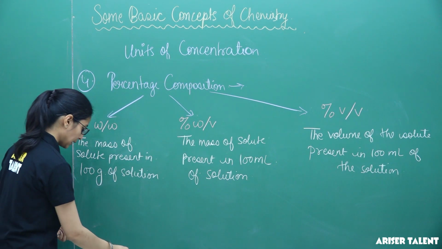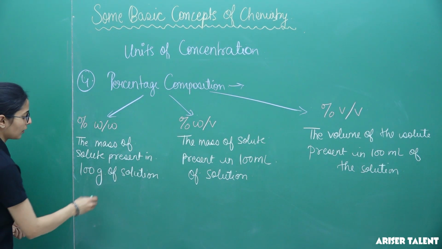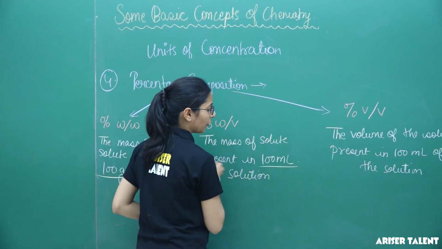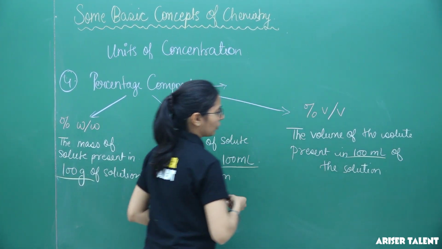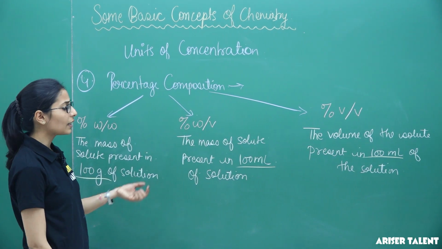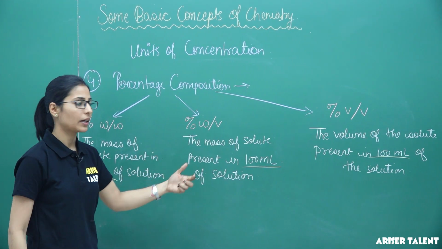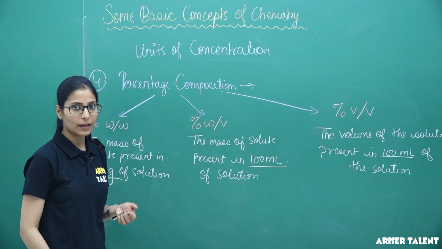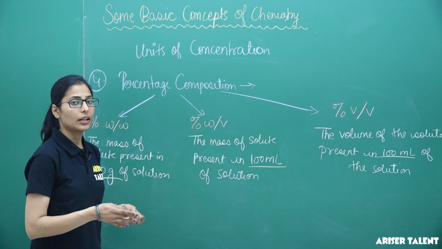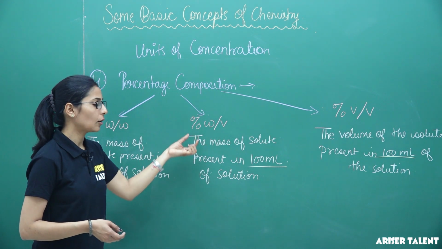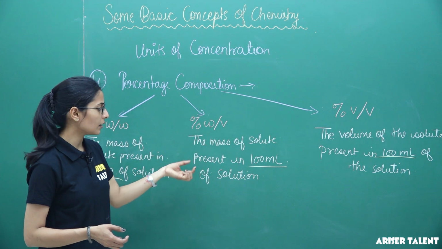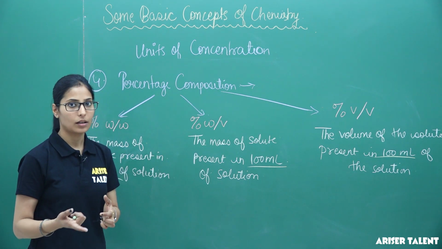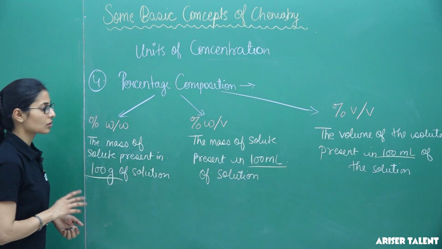The only thing that you should remember here is that here we have 100 gram of solution, here we have 100 ml, and it is also 100 ml of solution. You need not remember this 100 gram or 100 ml because it is quite obvious from the formula as well. If you have been given in your question that you have to find out the percentage weight by volume, it is understood that you have to write the value in 100 ml, right. So, I think this is okay.